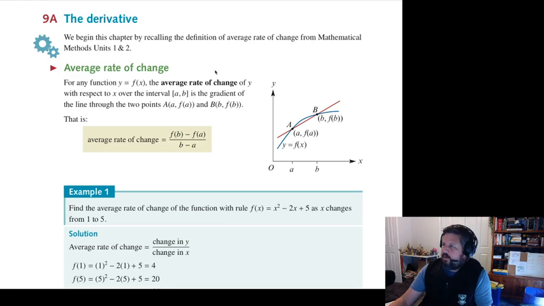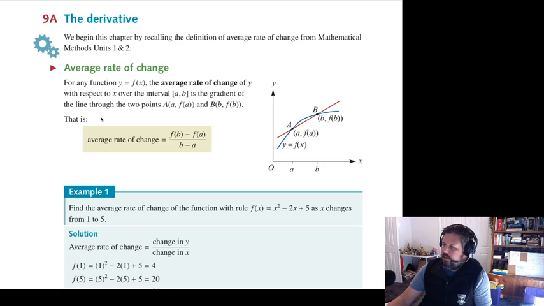So what you need to know about the derivative is essentially it can be the average rate of change. So it says here for any function y equals f of x, the average rate of change is the change in y values here divided by the change in x values. So again, if you have 2 points, points A and B, obviously the x values are denoted as A and B here, and the y values are denoted as f of A and f of B.